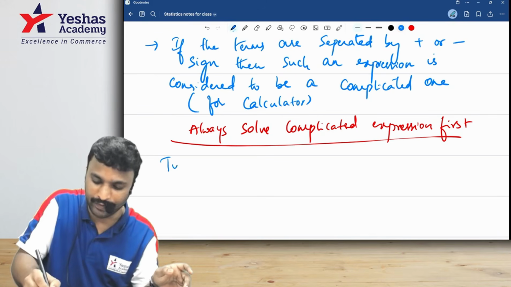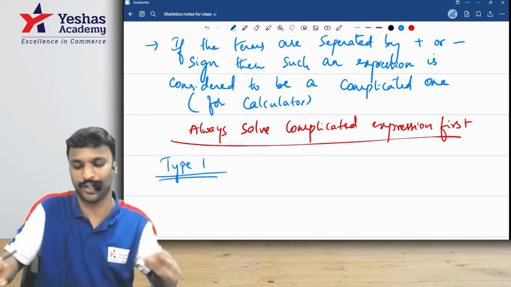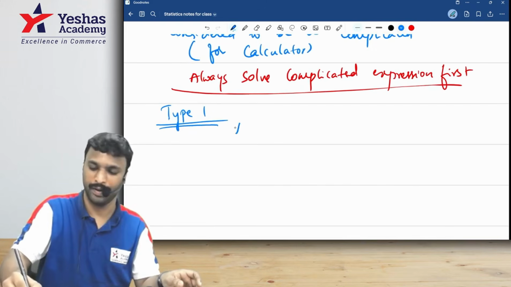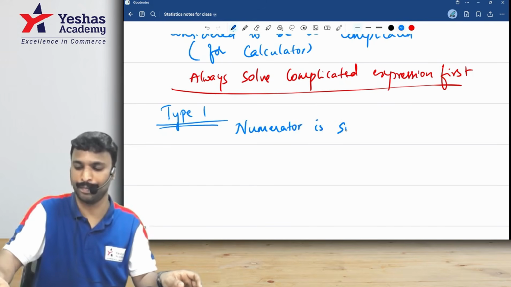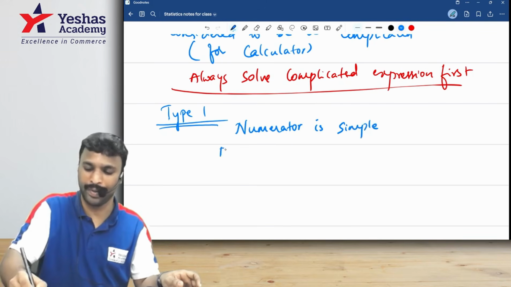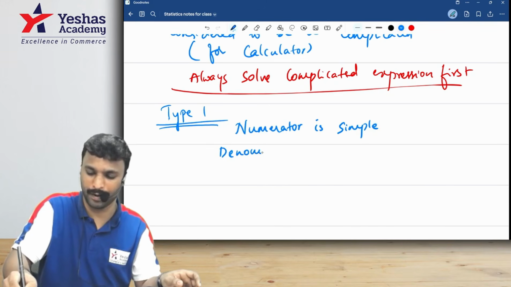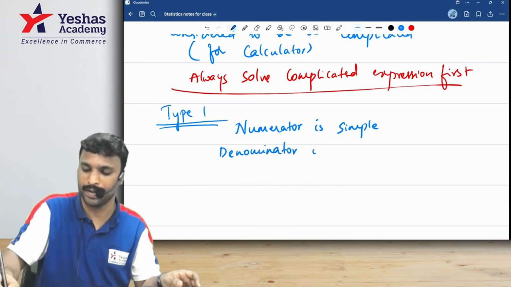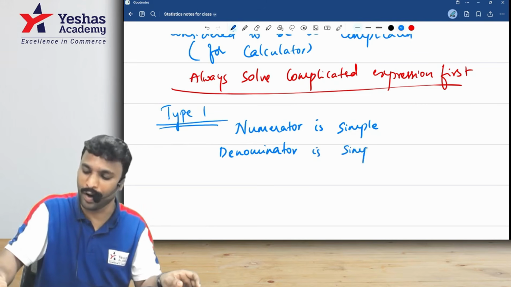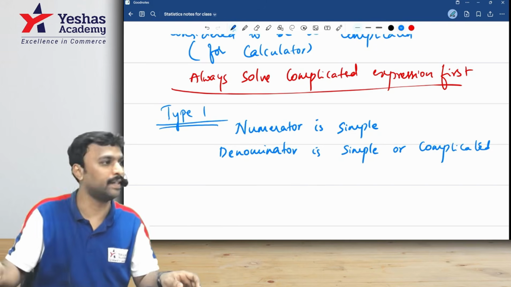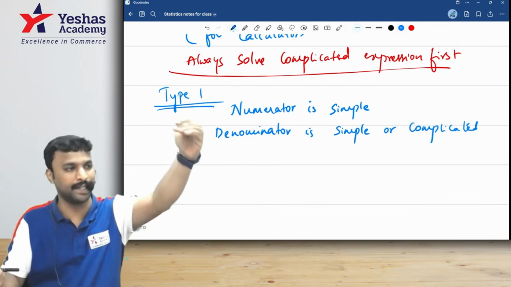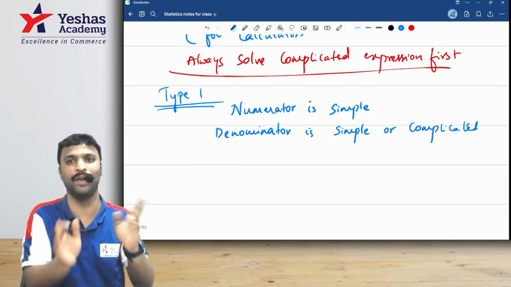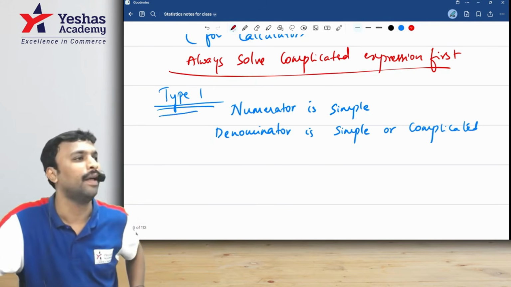Now, I will give you type 1 calculation. Numerator is simple. Denominator is simple or complicated. So when the expression has a numerator as well as a denominator, especially the numerator being simple and the denominator could be even simple or complicated, that is type 1 calculation.